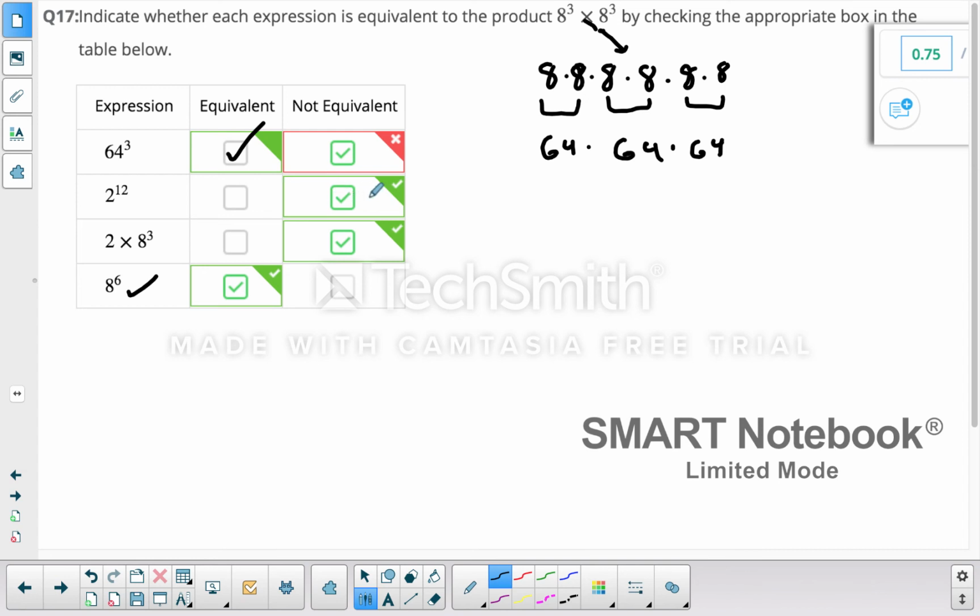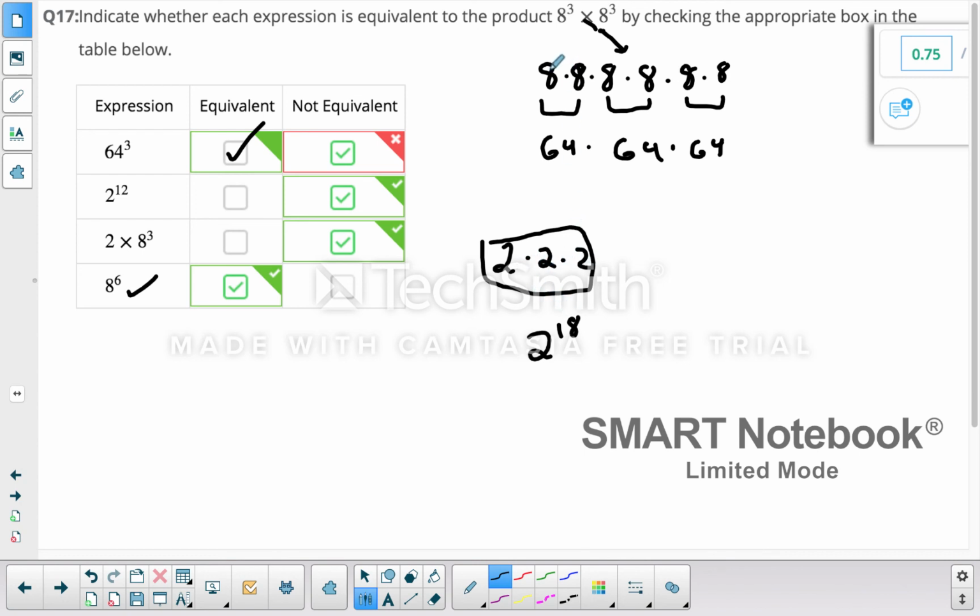2 to the 12th is also equivalent? 8 really is equal to 2 times 2 times 2. So that's one of those 8s. But remember, you have 6 of these 8s in all. So each 8 is worth, hopefully I'm not losing you, each 8 is worth 3 2s. And so if we have 6 8s, and they're each worth 3 2s, you really are looking at 2 to the 18th power here, because you do 3 2s.